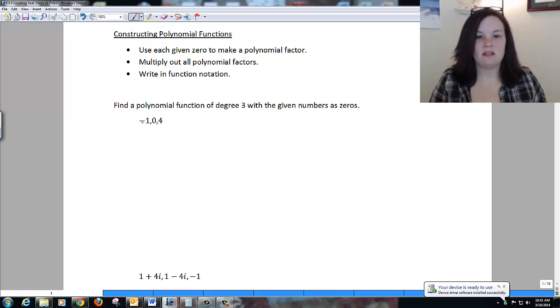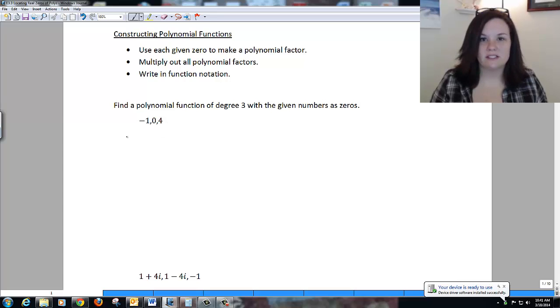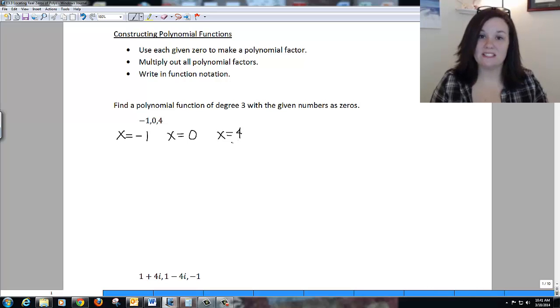So when we're given -1, 0, and 4 as our zeros, what that means is that we ended up with x equals -1, x equals 0, and x equals 4 when we solved, okay? So if we got those values when we solved, that means we had to have had an x plus 1 equals 0 as one of our factors. Here, if I move 0 over, I still just get x equals 0, right? And here, if I move 4 over, that means x minus 4 would have had to be one of our factors.